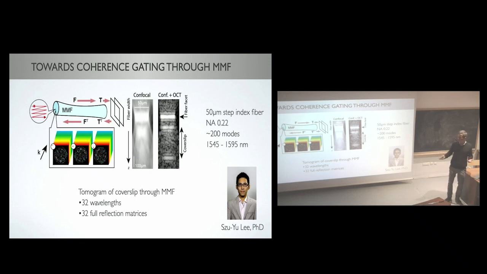But if you could do that, you could then do coherent gating through the multimode fiber, and this is a very preliminary result, where we placed a cover slip in front of the fiber, and all we can make out right now is the reflection from the fiber facet and then the front and back interface of this cover slip. This is the confocal image, because as you go away from the fiber, your NA decreases. You have very poor optical sectioning, but with coherent gating, you can clearly make out these interfaces.